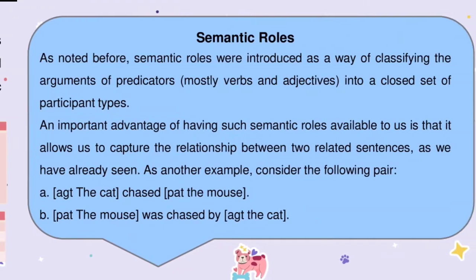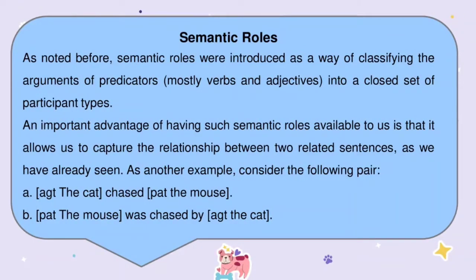And then next, semantic rules. As noted before, semantic rules were introduced as a way of classifying the arguments of predicators, mostly verbs and adjectives, into a closed set of participant types. An important advantage of having such semantic rules available to us is that it allows us to capture the relationship between two related sentences. As we have already seen, as another example, consider the following pair.